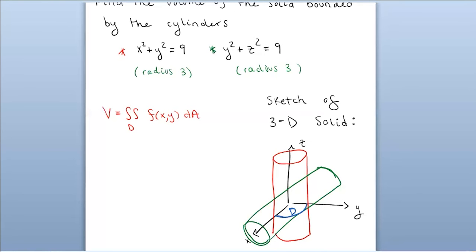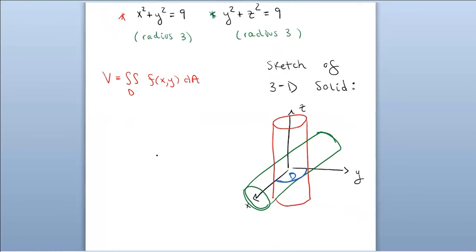So I'm just going to look at my general region D in the XY plane. Okay, so before we do that, let's think about this formula again. First, what is the surface f of xy? Remember, we have z equal to f of xy.